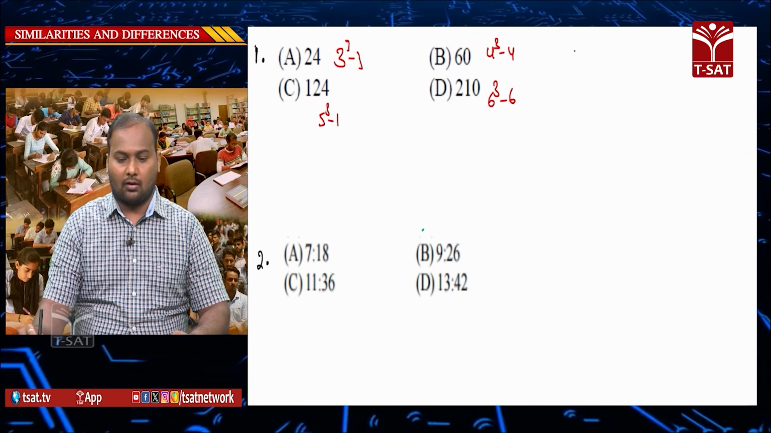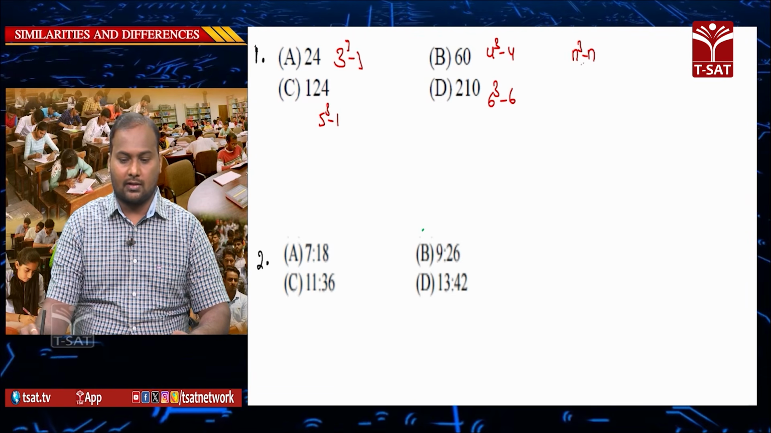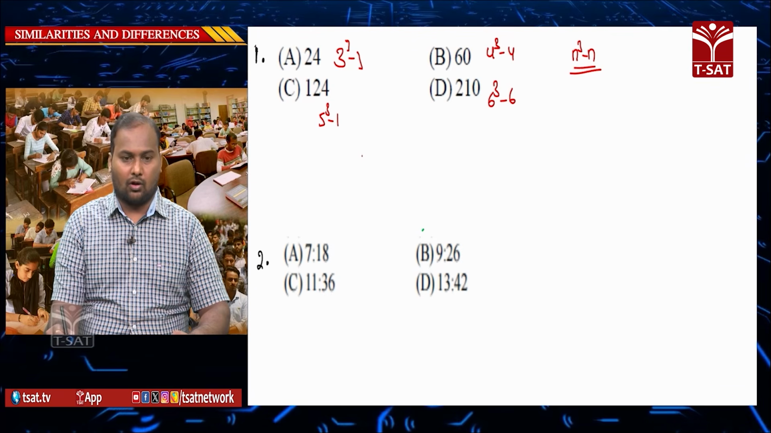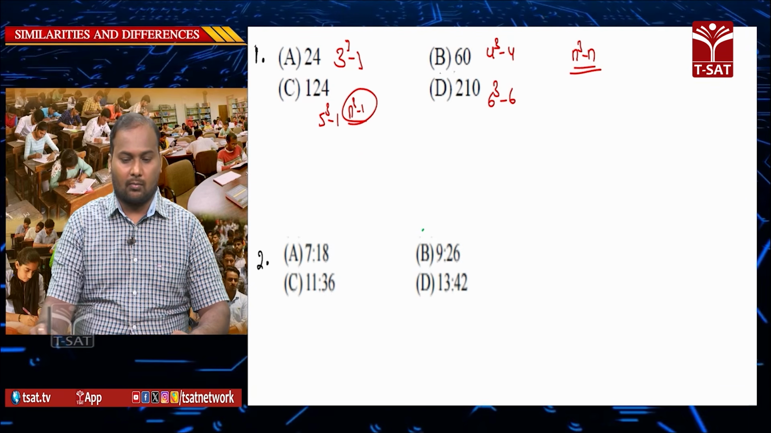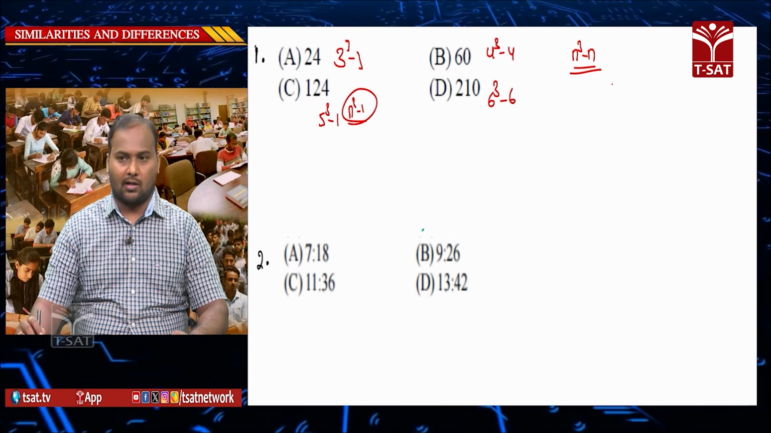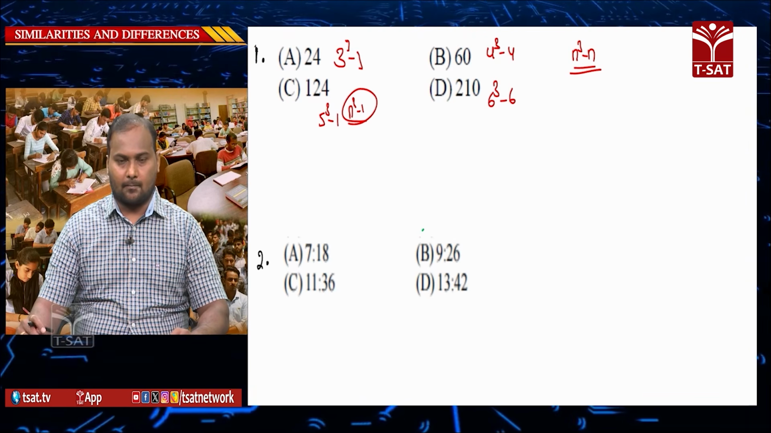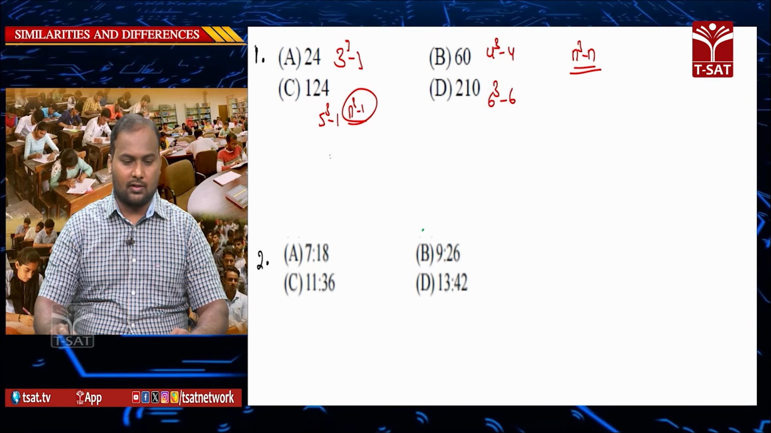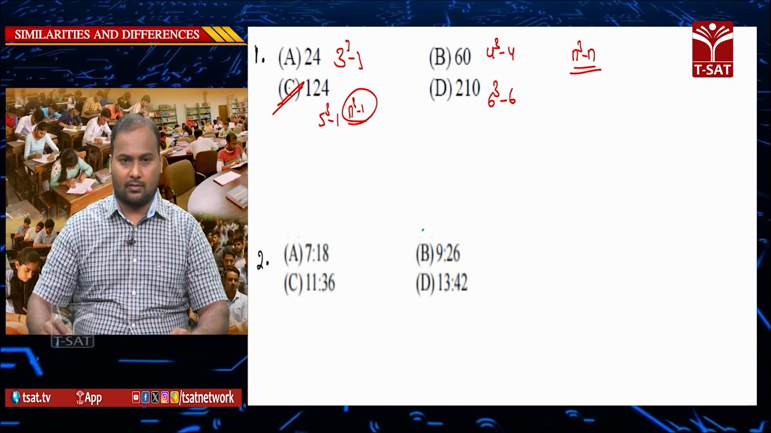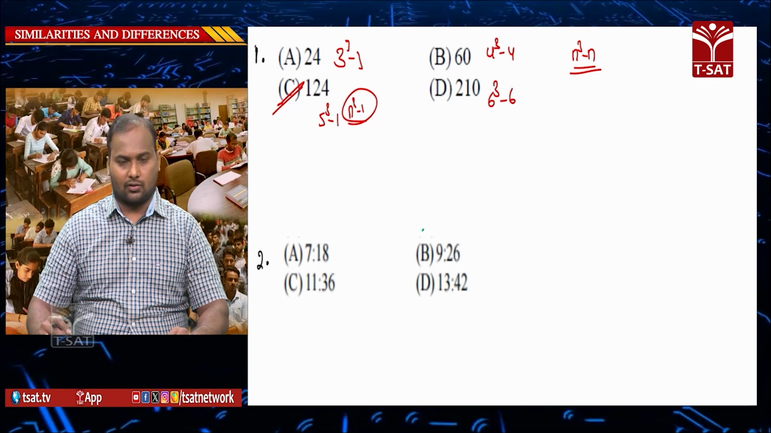But if you see 124, it is also cube format, but the format is like 5 cube minus 1. So the remaining all are in the n cube minus n format, whereas option C is not the format of n cube minus n. So the remaining 3 are similar based upon the pattern of n cube minus n. So option C is the answer. Now come to the next question.